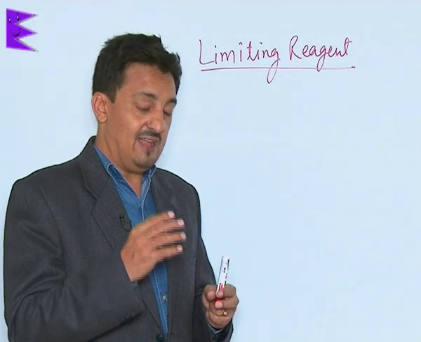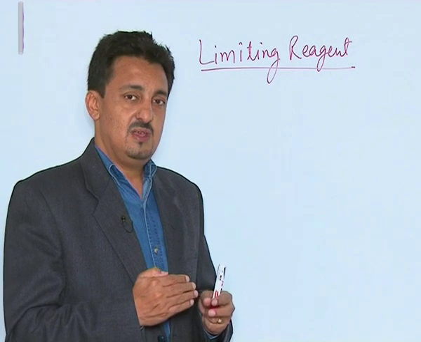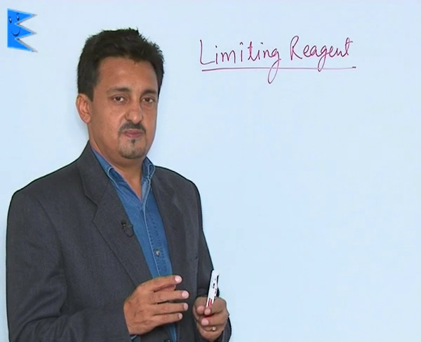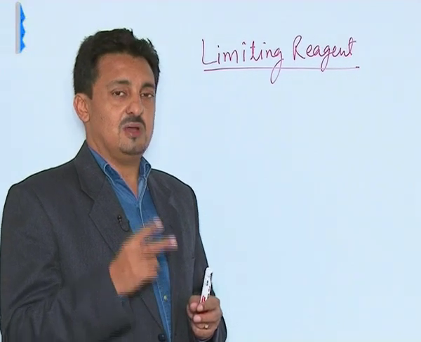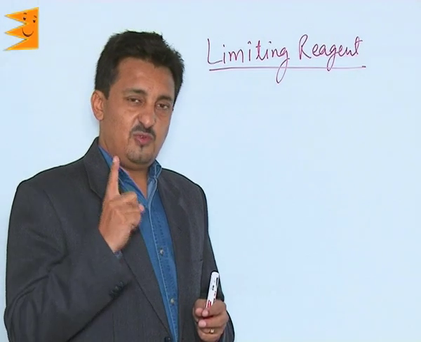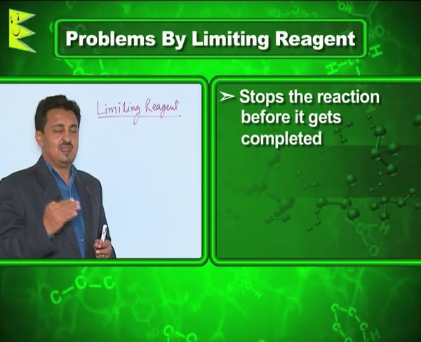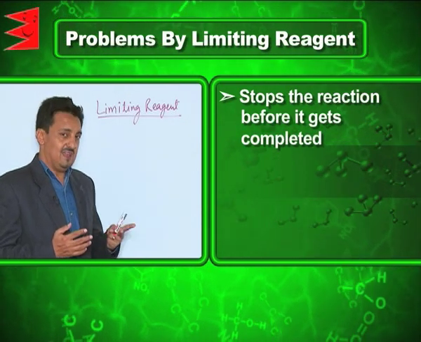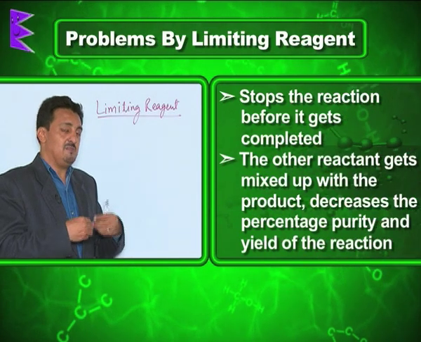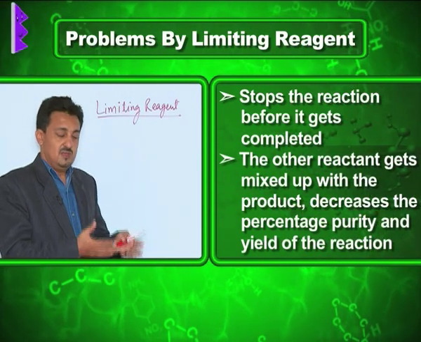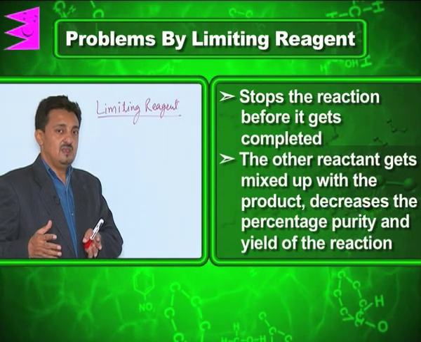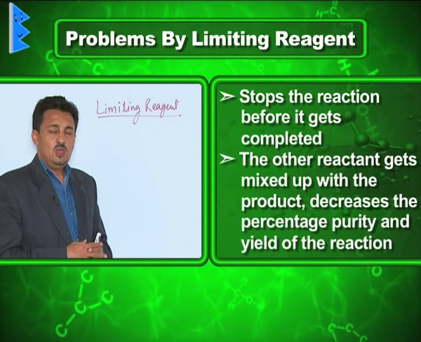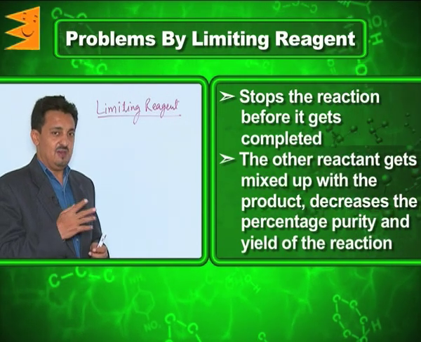So the reactant which is actually present in the lesser amount, whatever is required as per the stoichiometry, is called the limiting reagent. This limiting reagent causes two problems. First, it stops the reaction before it gets completed because it's not present in the required amount. And second, the other reactant, since it is now present in more amount, gets mixed up with the product and decreases the percentage purity and the yield of the reaction. So these are the two basic harmful things we have associated with this term.